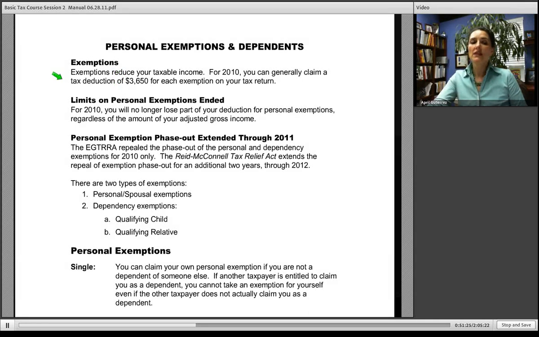Now, for all of the history of exemptions, at least that I can recall, exemption deductions have phased out when a taxpayer's income got to be high enough.